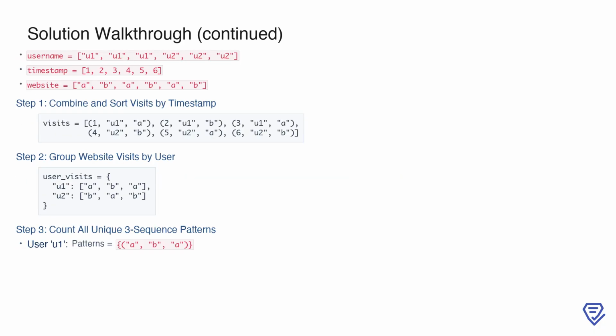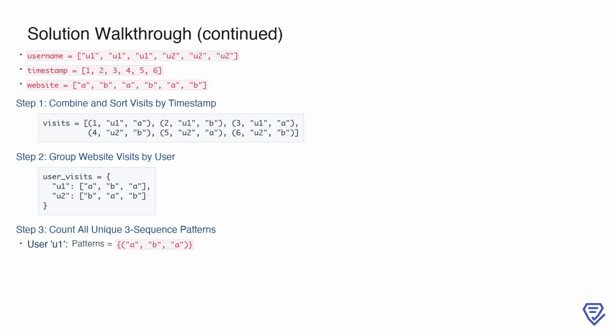In this example, the input data is slightly different, so we repeat the same steps. First, we combine the input into a list of tuples and sort by timestamp, resulting in 1 U1 A, 2 U1 B, 3 U1 A, 4 U2 B, 5 U2 A, 6 U2 B. Then, we group the visits by user. User U1 has the sequence of websites A, B, A, while user U2 has B, A, B. This grouping gives us the foundation to analyze each user's browsing patterns independently.